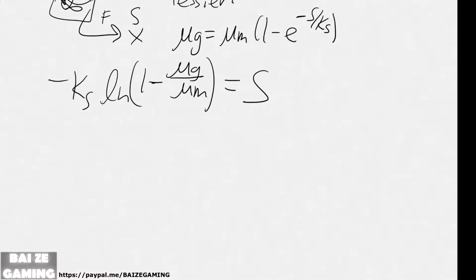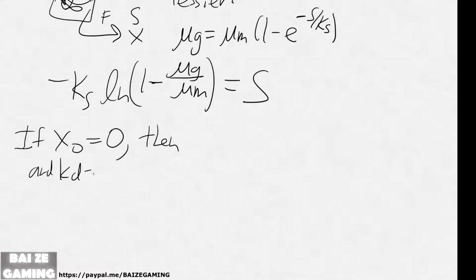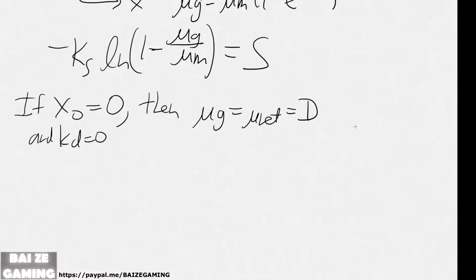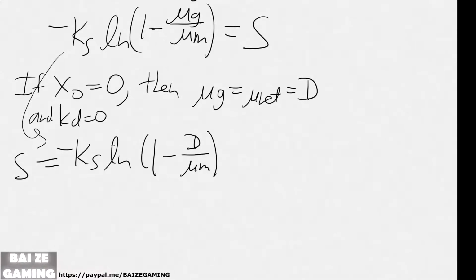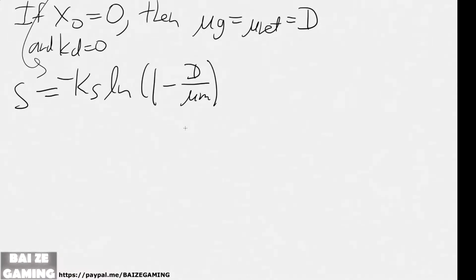And we know from before that if x naught equals 0, and also KD equals 0, then the gross specific growth rate is the net specific growth rate, which is D. So what we can do is just replace this gross specific growth rate with a D. Let's put S there. Yeah, so see how it's nice? It's only in terms of constants now.